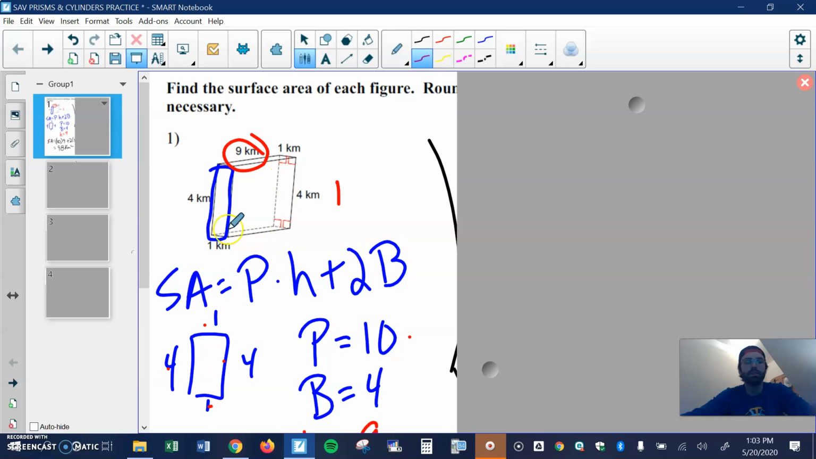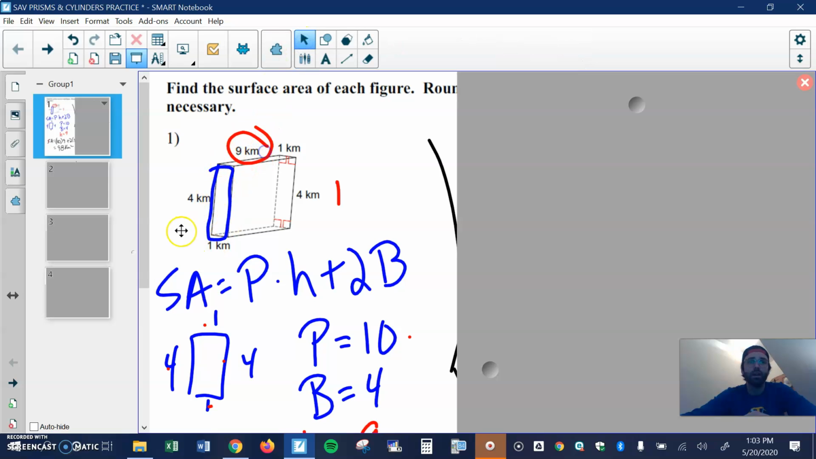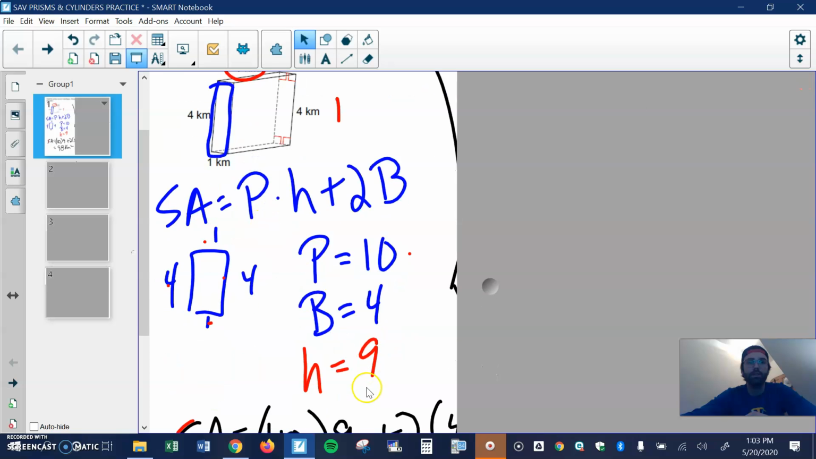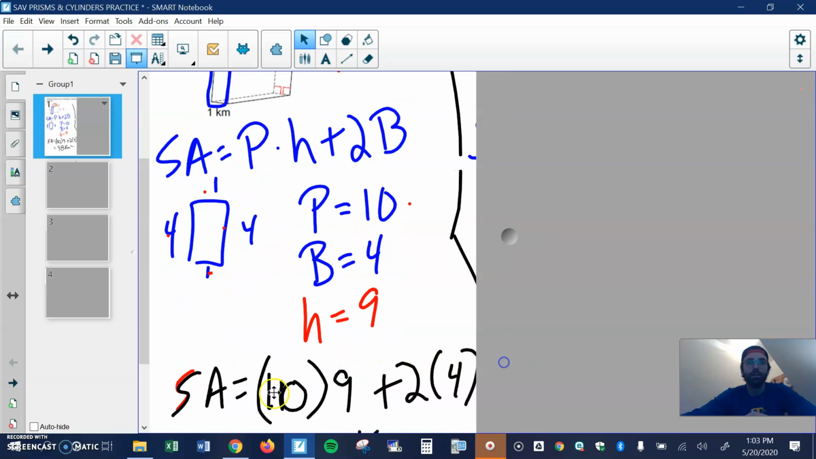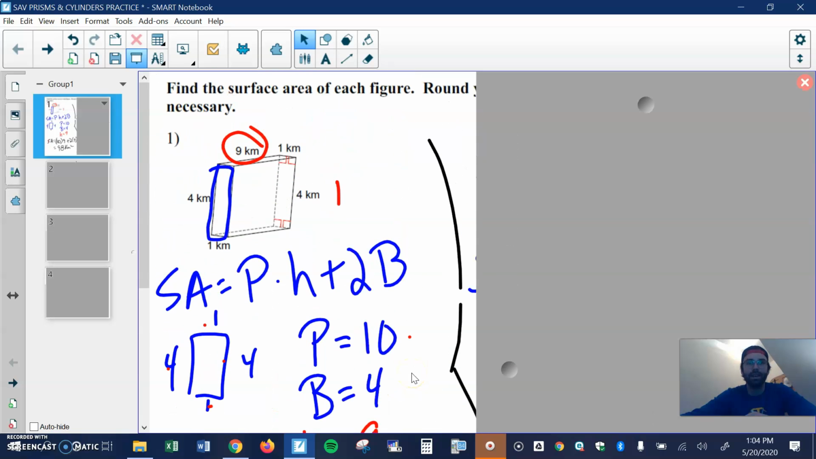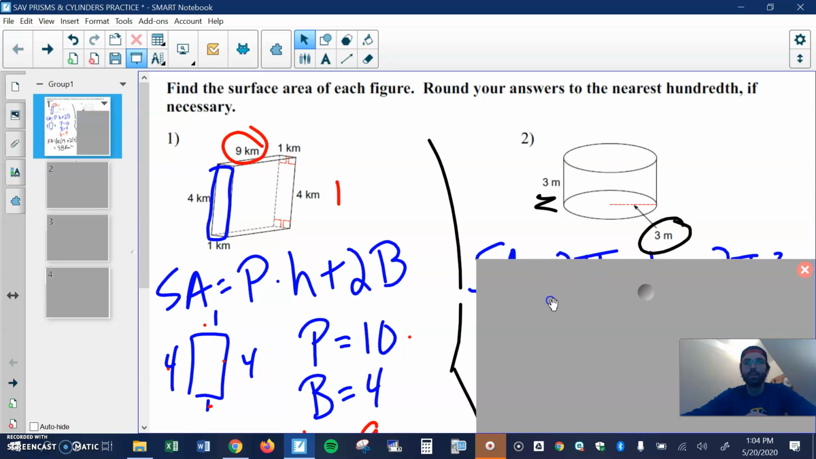All right, let's talk about number one. I'm going to find the surface area of this prism. It's a rectangular prism, so it doesn't matter which face we call our base. I chose to call this first face my base. I redrew this front face with the 4 and 1, 4 and 1. The perimeter of my base is 10. The area of the base is 4. The height is this leftover 9 that we have not used yet. Plug it in: 10 times 9 plus 2 times 4. You should get 98.